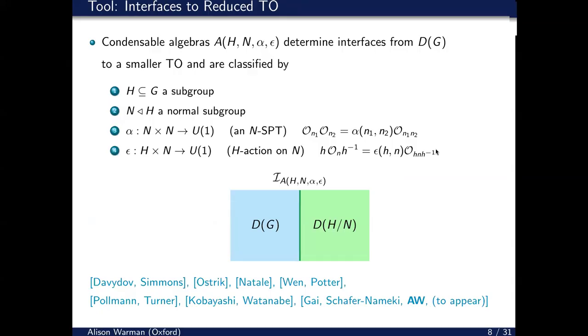Another important tool is that of interfaces between topological orders. So these are, if we start with, for example, D of G, and then we want to go to a smaller topological order, this can be obtained by condensable algebras, which are classified by the following data. So if we think of this as having G symmetry, then H is a subgroup which corresponds to the preserved symmetry. N is a normal subgroup, which is the symmetry that acts trivially. And that's why the reduced TO is this quantum double for H mod N, which is a group since N is normal. And then there's also some SPT data and the edge charges of the SPT.